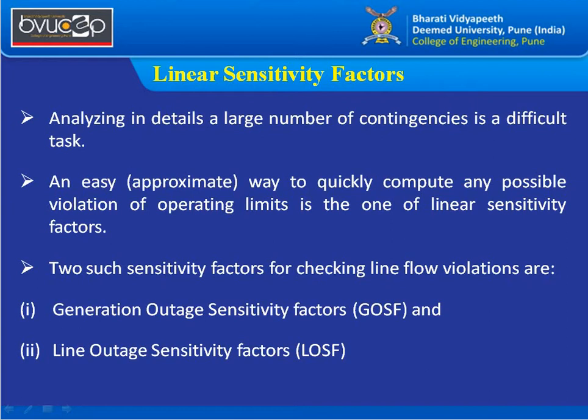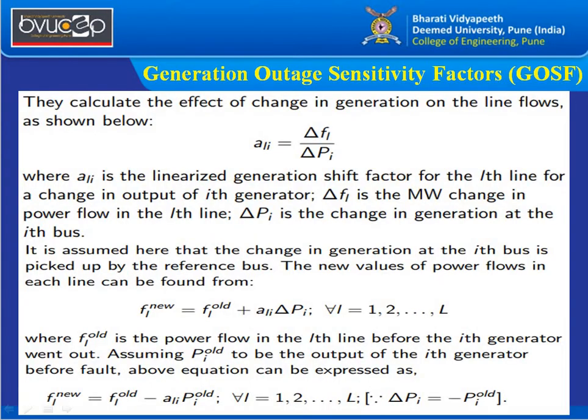These are the linear outage factors. There are two types of linear sensitivity factors for line flow violations. Mainly we are focusing on line flow violations only, so the first is the generation outage sensitivity factor and the second is the line outage sensitivity factor: GOSF and LOSF.